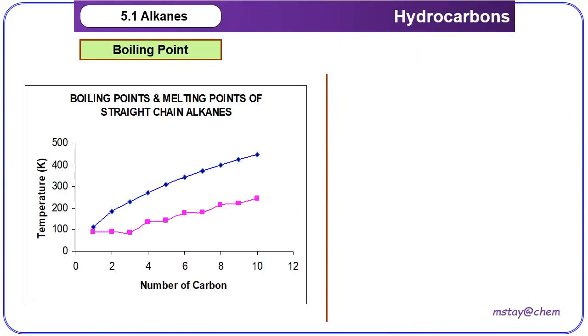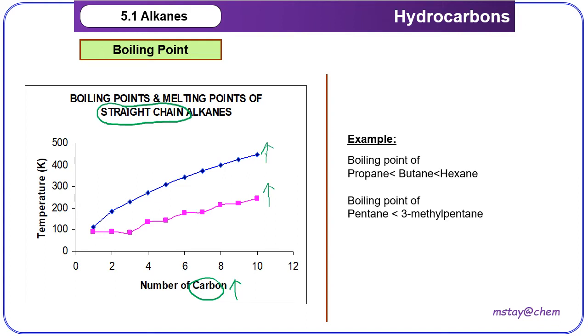So now, this is the boiling point and the melting point of straight chain alkane. What we want to emphasize here is straight chain alkane. On the x-axis, we will notice that the number of carbon is increasing, and then the melting point and the boiling point are getting higher and higher. Okay, so that is a diagram which supports the statement mentioned in the previous slide.